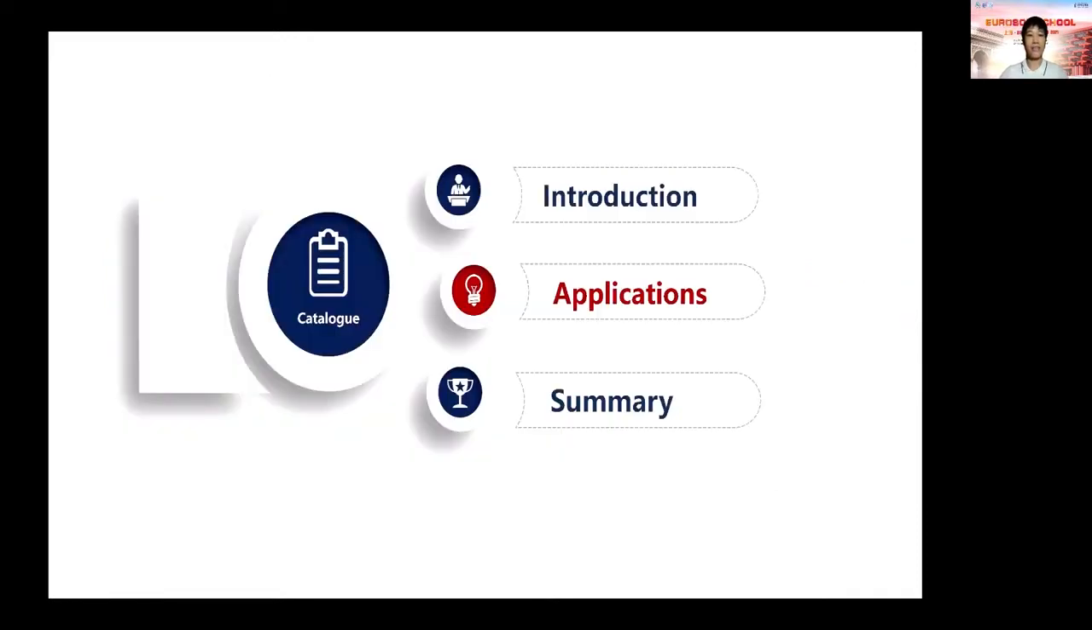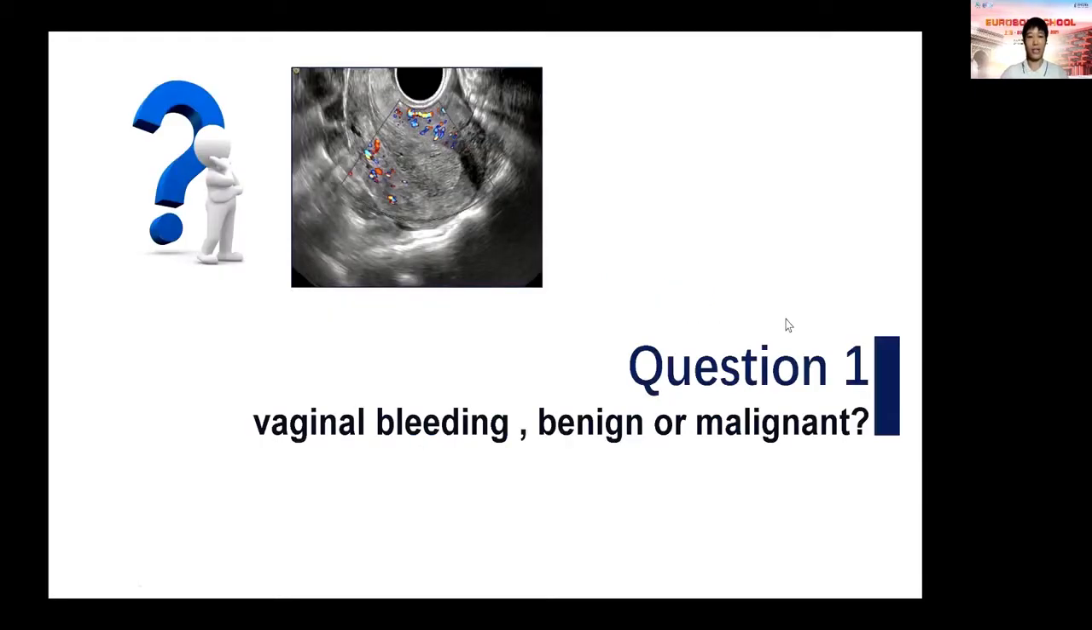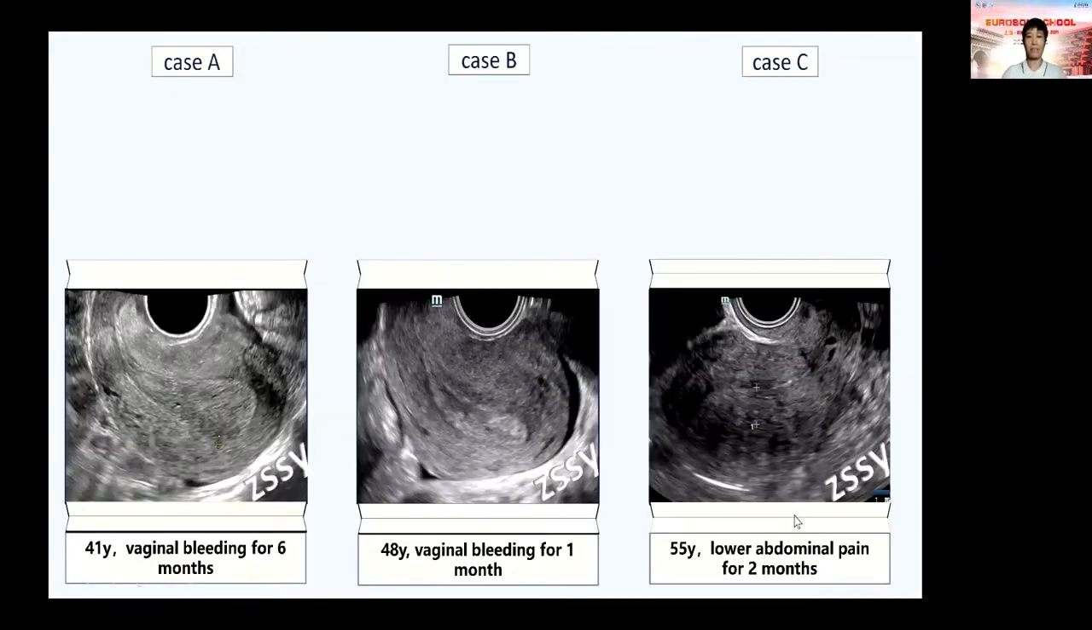Then, when we need CEUS, we will encounter complex clinical cases that need to be diagnosed. Let me show you some examples. The first question is, when the patient has the symptom of vaginal bleeding, ultrasonography showed thickened endometrium, how to make the differential diagnosis of benign and malignant mass.